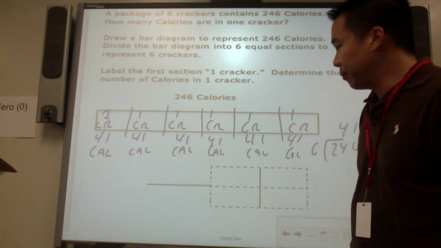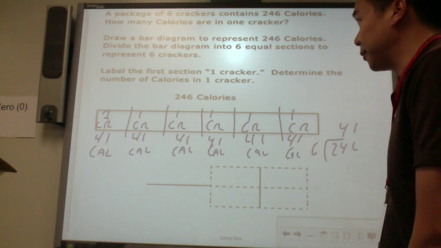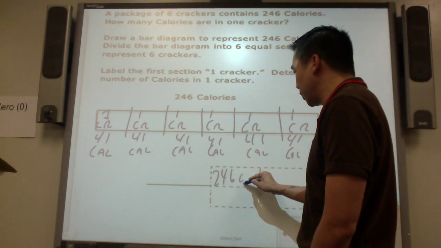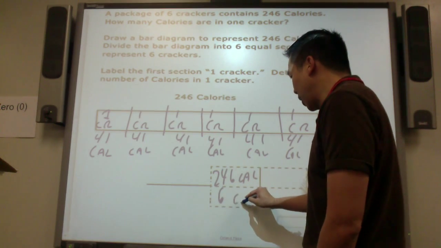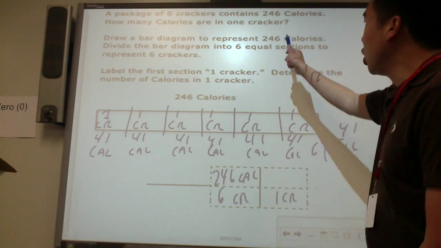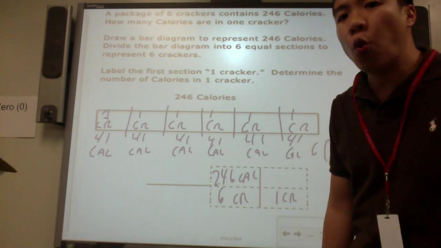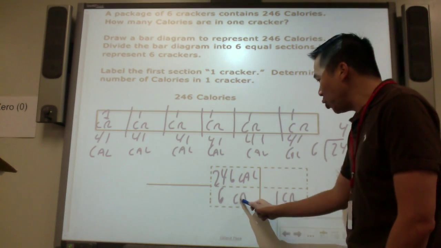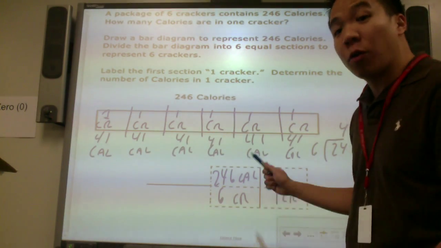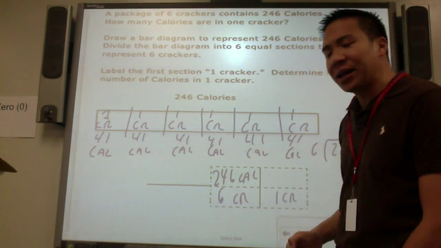There's another way to do it. I'm going to use the box method right here. So we know there are 246 calories for 6 crackers. I would like to know how many calories are in 1 cracker. So how do I break it down? What scale? I need to break it down or build it up. But for this one, I'll probably have to break it down.